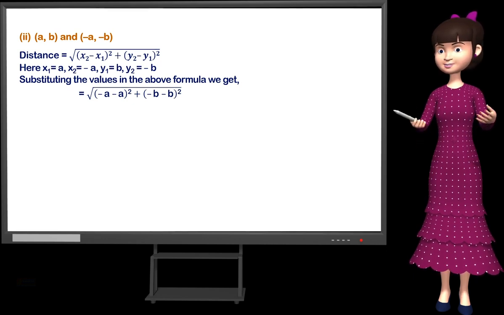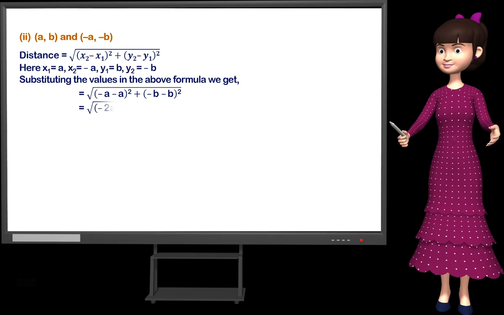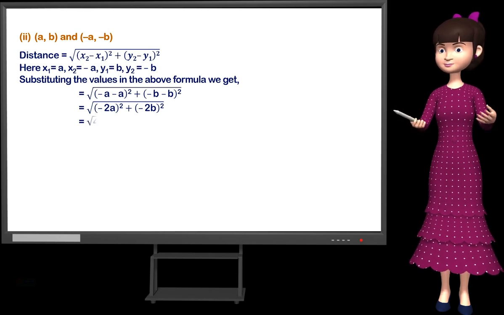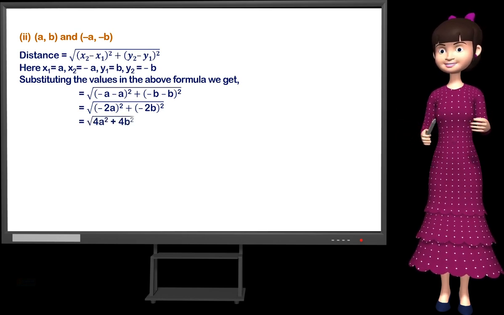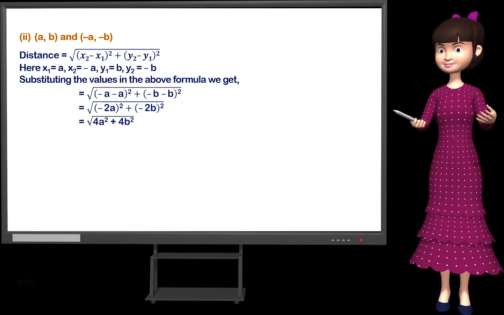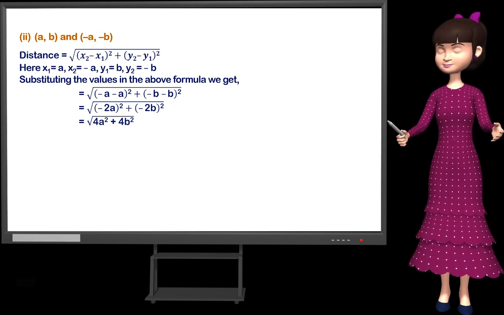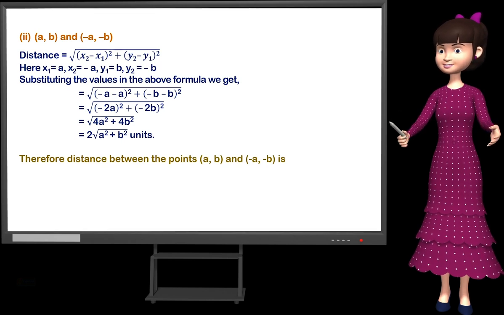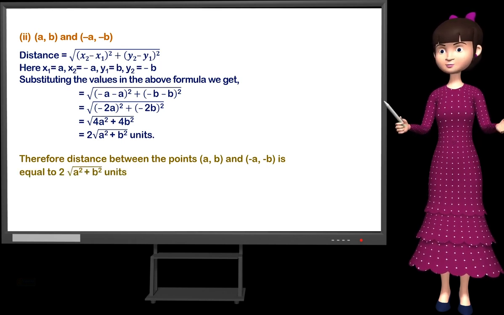minus b whole square, which is equal to under root minus 2a whole square plus minus 2b whole square, which is under root 4a square plus 4b square. If we take 4 as a common and remove the square root, it becomes 2 under root a square plus b square units. Therefore, the distance between the points a, b and -a, -b is equal to 2 under root a square plus b square units.